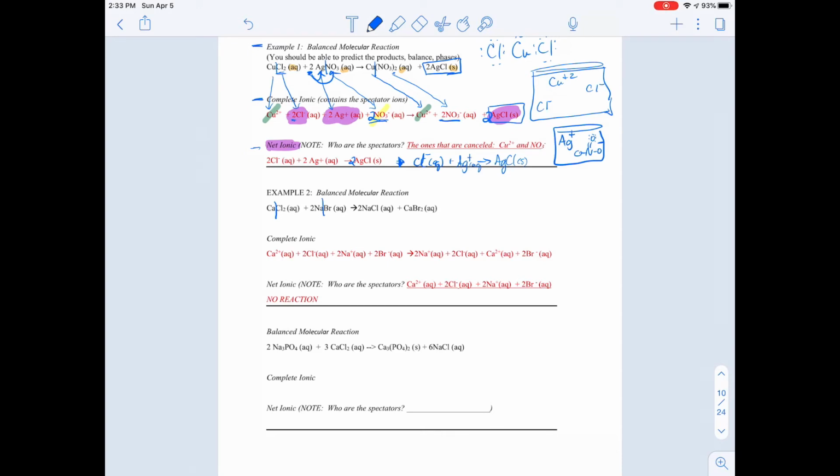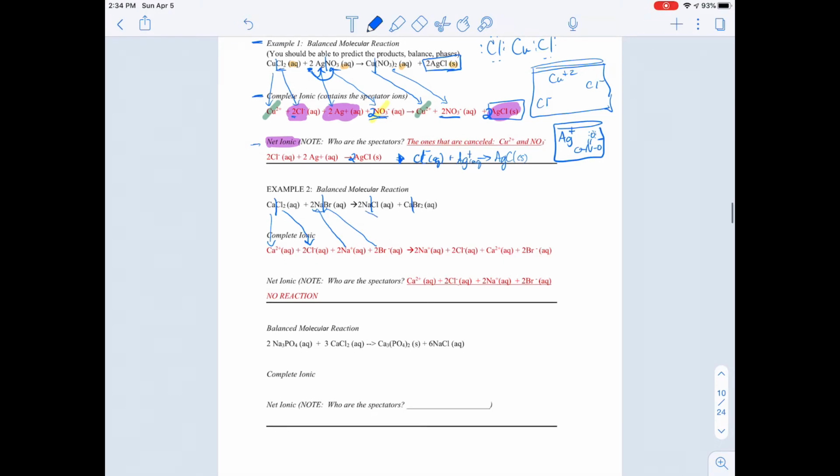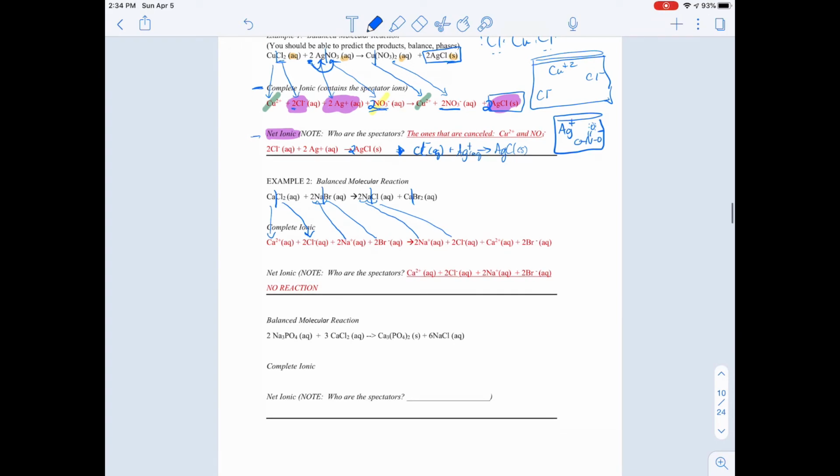So aq, this one splits here, this one splits here, this one splits here, and this one splits here. I'm going to need a 2 in front of the chlorine. I need a 2 in front of the Na, and don't forget that that 2 also applies to the Br. So 2 Na, I got 2 Br. Right here I've got 2 Na. Remember, it applies to the chlorine also, so I got 2 Cl. And then I have a Ca, and I have 2 Br minuses. So that's the complete ionic.